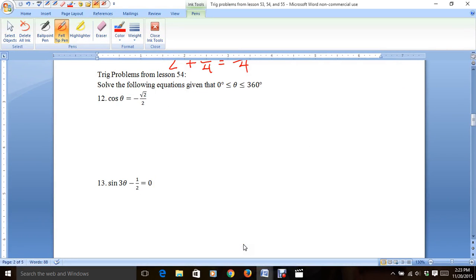Okay, these are the trig problems from lesson 54. So we're going to solve cosine theta equals negative square root of 2 over 2. To do that, we have to find out where cosine is negative square root of 2 over 2.